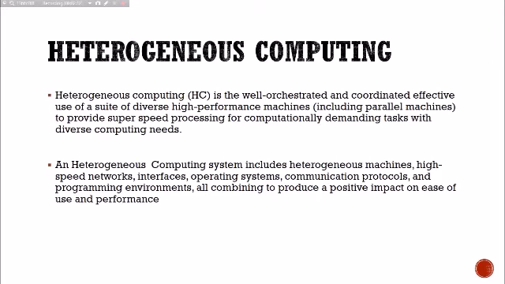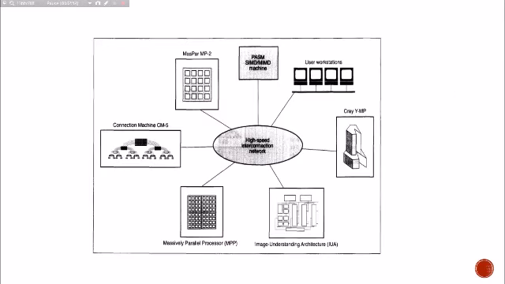So moving on to heterogeneous computing. What is heterogeneous computing? As compared to homogeneous computing, in heterogeneous computing also there will be more than one processor or computer, but they will be of different types. A heterogeneous computing system includes these heterogeneous machines, then some high-speed networks and operating systems, all combined to produce a positive impact on ease of use and performance. During this time of 1993, heterogeneous computing was a novel technique for solving computationally intensive problems that have several types of embedded parallelism.